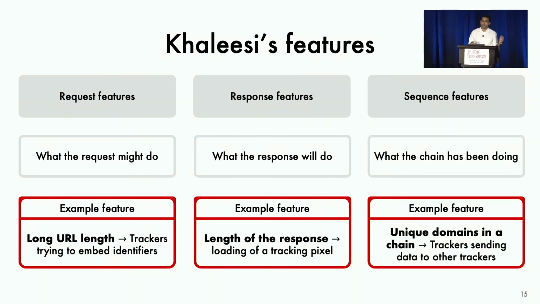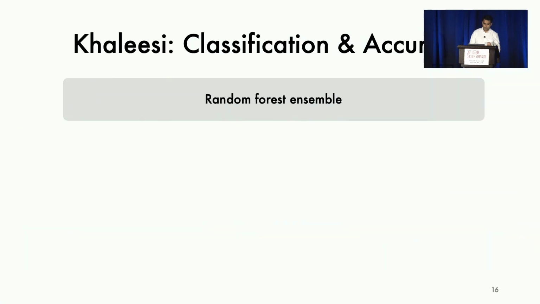With sequence features, our intention is to capture properties that can tell us what the request chain has been doing. So if we encounter a lot of unique domains in the chain, it might be an indication that cookies or other tracking information is exfiltrated to multiple advertisers and trackers.